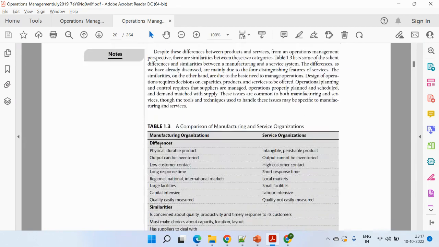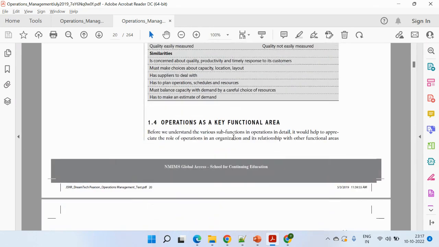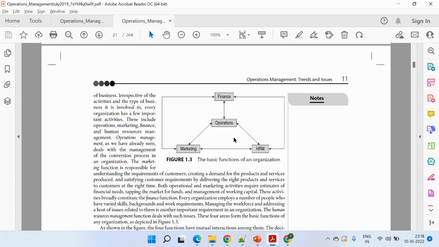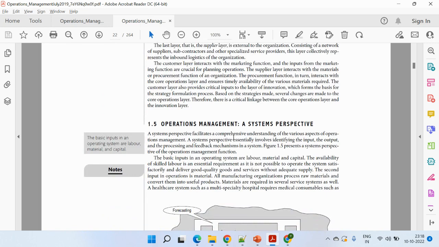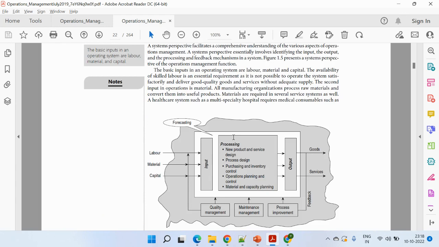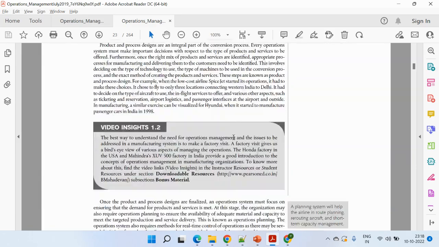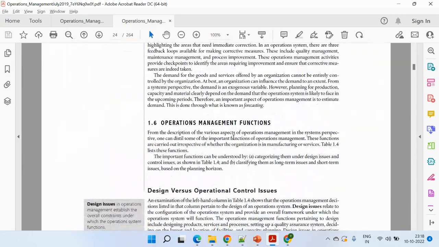If you see page number 10, it's operations as a key functional area. So you need to explain that there are some sub functions in operations as well, like finance, marketing, HRM. After that, you need to explain operations management as a system. Overall, it forms a system for any corporate or any institute or any warehouse or any retail store, anywhere. It forms a complete process. And lastly, operation management function.